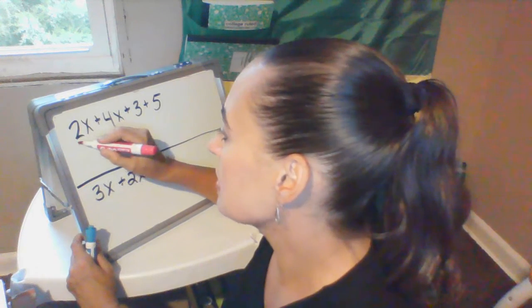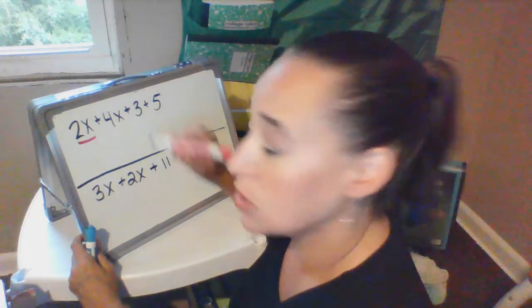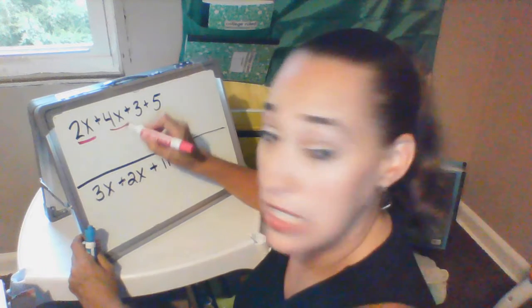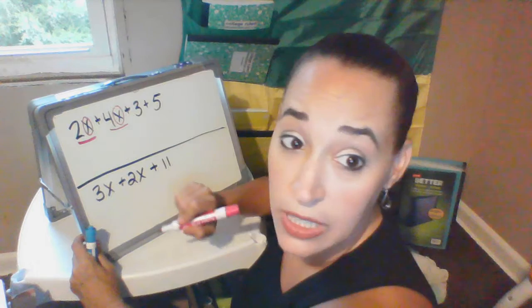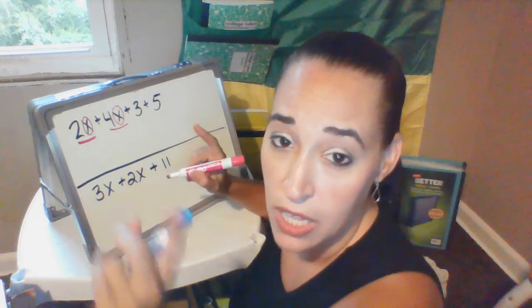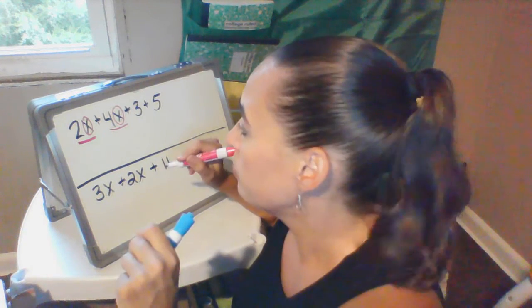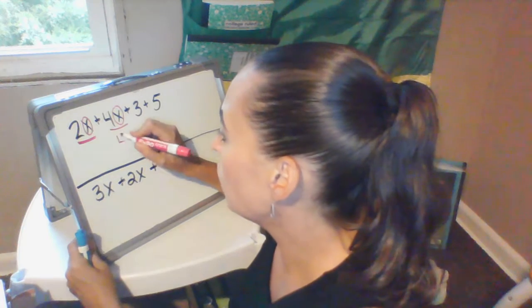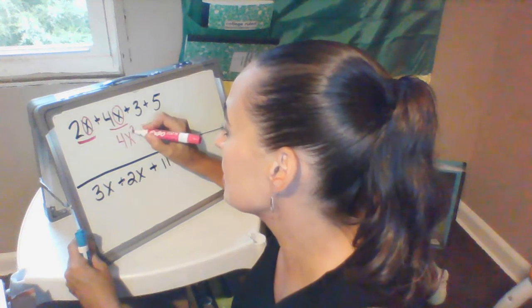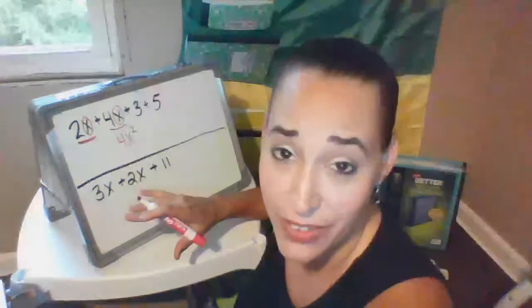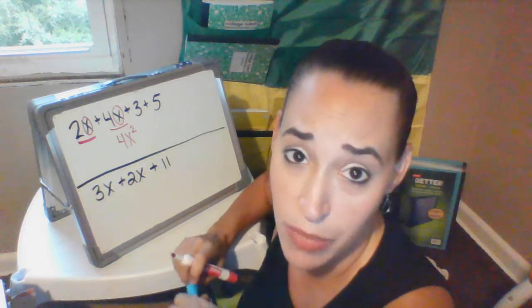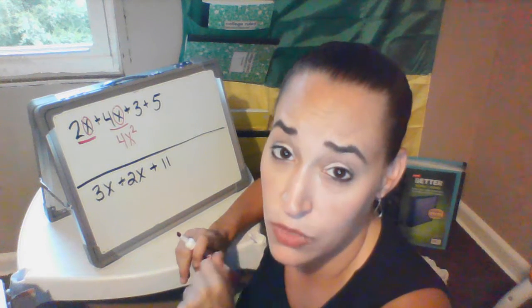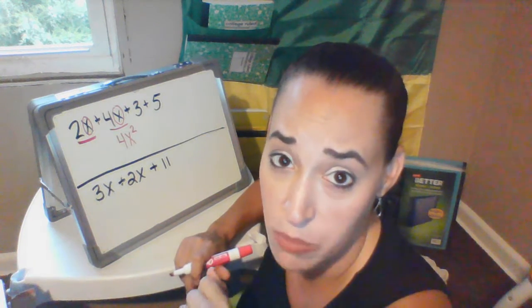So we have 2x, and a like term would be 4x because it's also attached to an x. Since they're attached to the same variable, it's a like term. Now let me caution you. If this said 4x squared, it is not a like term. X squared is something totally different than x. It has to be the same variable to the same power. That's really important. Same variable to the same power.